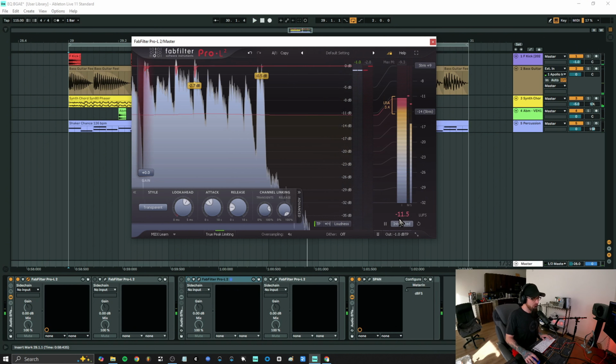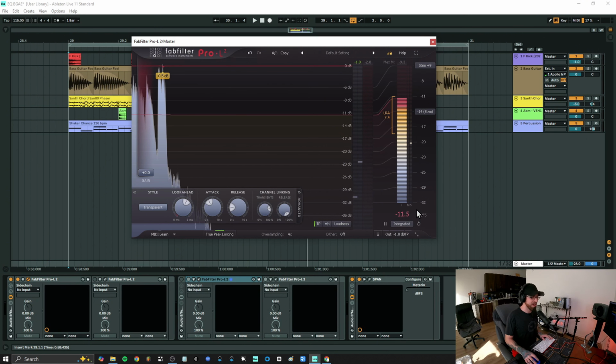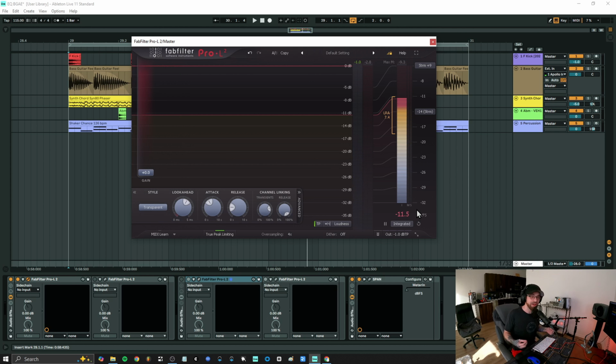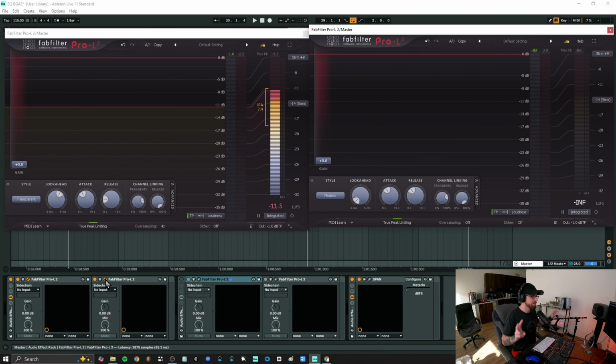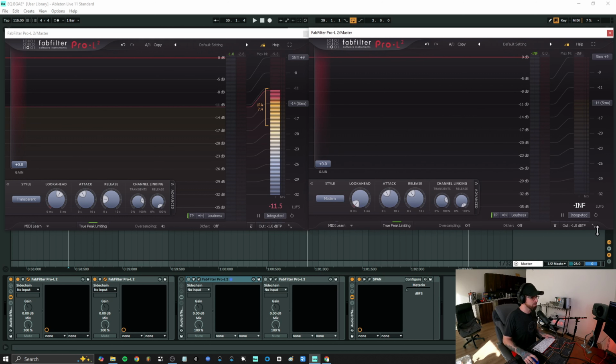So we can see that we're already at negative 11.5 LUFS. So I'm not actually going to increase the limiting at all. Now remember, Spotify is still going to turn us down to negative 14. So we're still technically 3 LUFS over Spotify's limiting factor. So what we're going to do is we're going to open up our Spotify limiter, and we're going to reduce our volume down to the negative 14 that Spotify would reduce us to.